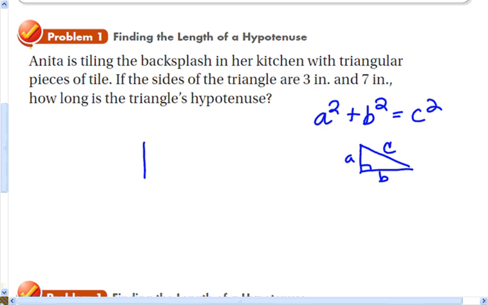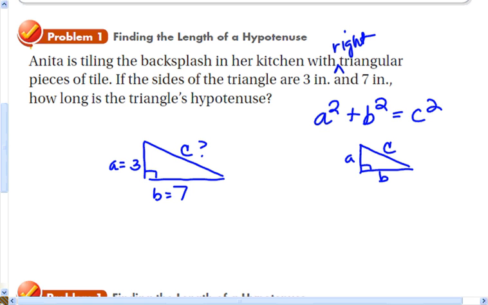So you're always going to want to maybe draw a picture for these. We have triangular pieces of tile. The sides of the triangle are 3 and 7. How long is the triangle's hypotenuse? We have to assume this is a right triangle. So we're going to say that these are right triangular pieces. So 3 is our A, B is 7, and we're looking for C.